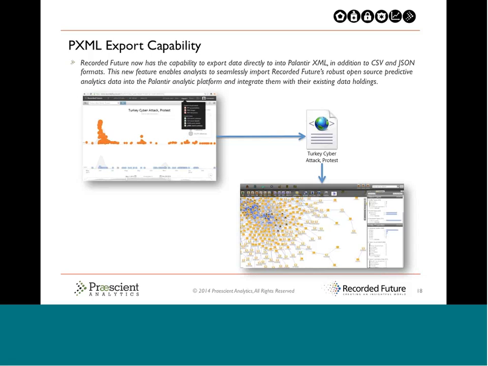The advantage that a PXML has over a CSV is that all of the relational data that you have between the events, the entities that are extracted, as well as the sourcing, all gets retained, and when you bring it into the Palantir platform, as you'll soon see, it's all right there on the graph, so it's easily integrated into your existing analysis.